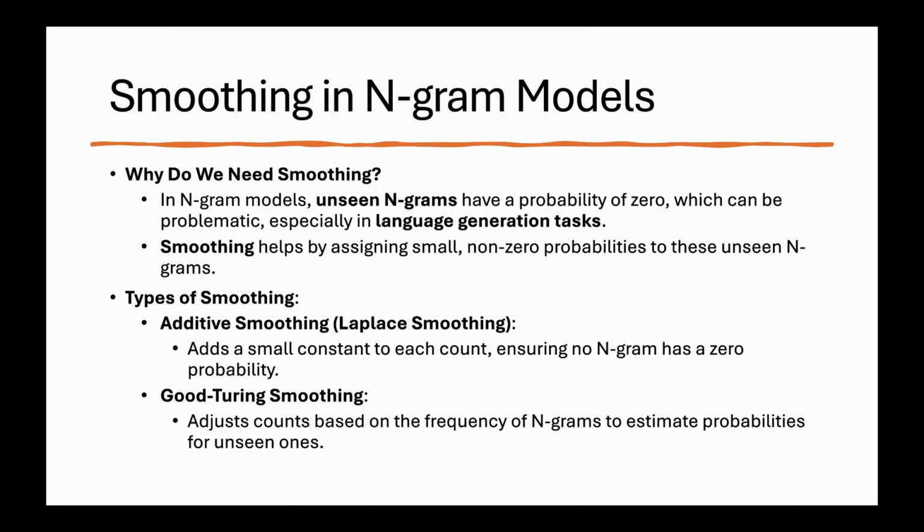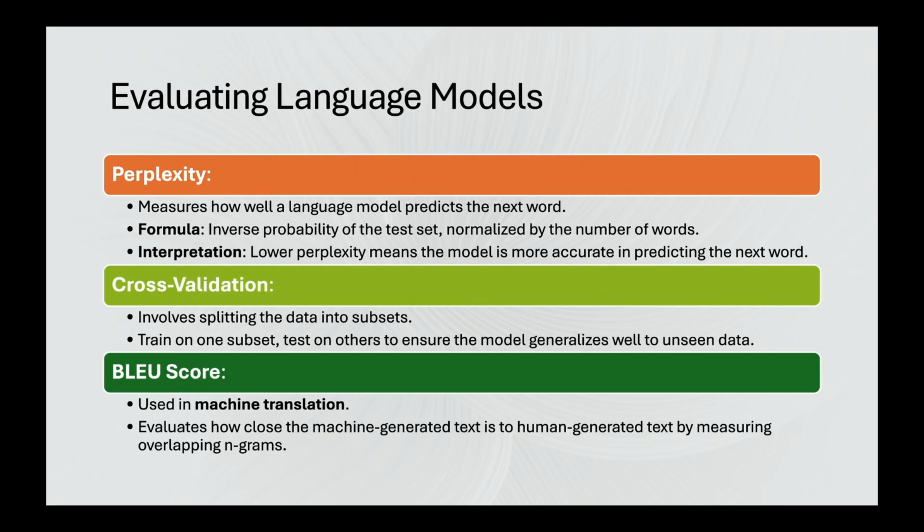Types of smoothing. There are several smoothing techniques. Additive smoothing or Laplace smoothing adds a small constant to each count, ensuring that no N-gram has a zero probability. Good-Turing smoothing adjusts the counts based on how often N-grams occur to estimate probabilities for unseen N-grams. The next one is evaluating the language models. Finally, let's talk about the evaluation.